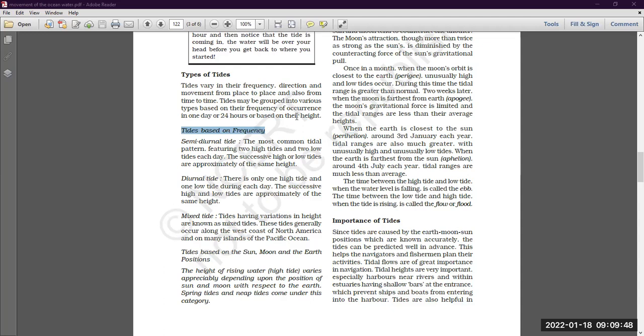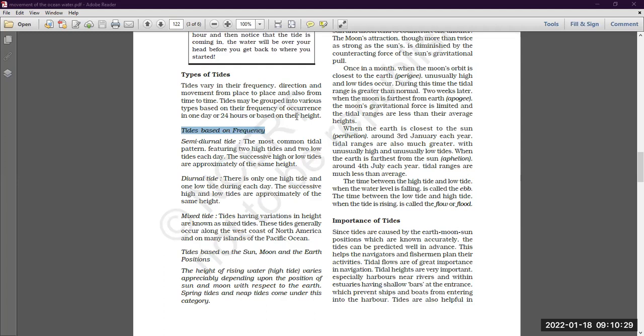तो जहां पे rise है that is high tide, और जहां पे fall है that is low tide. The rise is the high tide and fall is the low tide. So semi-diurnal tide, as its name indicates, has two high tides and two low tides each day. So the successive high or low tides are approximately of the same height. तो जैसे टाइड के बाद में जो नेक्स्ट बन रहा है उसकी भी हाइट सेम रहती है.